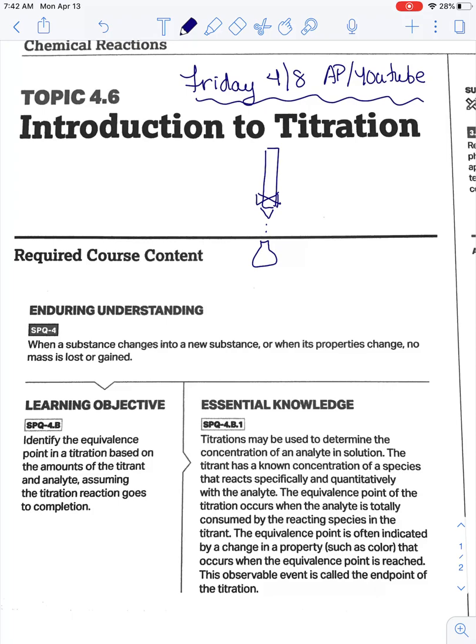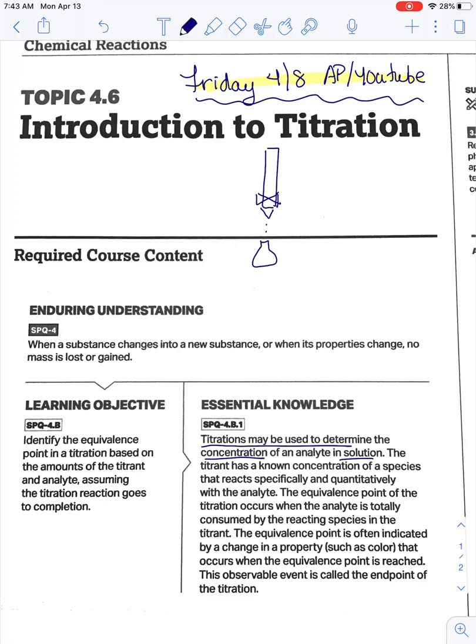Now I know that was a while ago, but the last Friday AP YouTube video had a little bit of titration in it, and essentially that's all you need to know. So I just wanted to show you this picture here on the topic, the learning objective, and the essential knowledge. What you need to know is that titrations may be used to determine the concentration of a solution.